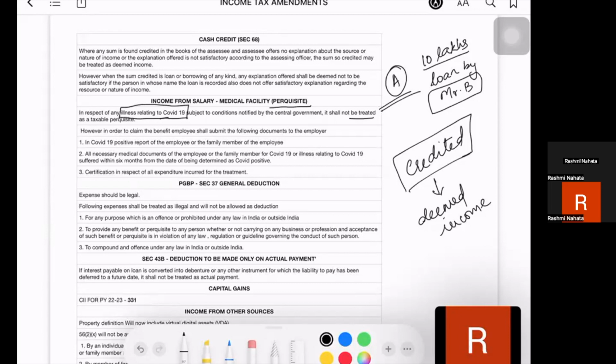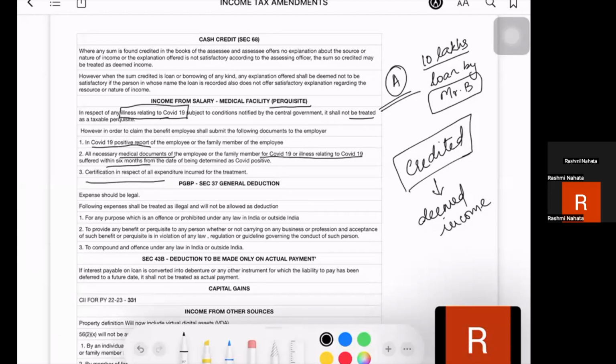But the COVID-19 positive report of the employee or the family member needs to be submitted along with all the necessary medical documents where it is mentioned that the person is getting treatment with illness relating to COVID-19, and that too within 6 months from the date of the person being COVID positive. And also a certification where all the expenditure incurred for the treatment is being issued. So if this is done and any amount is received towards the treatment, it will not be a taxable perquisite.